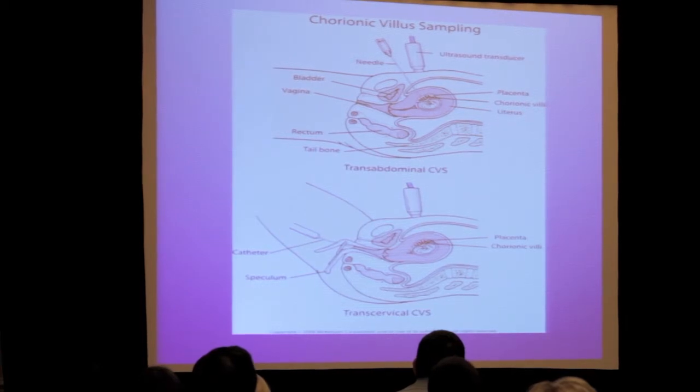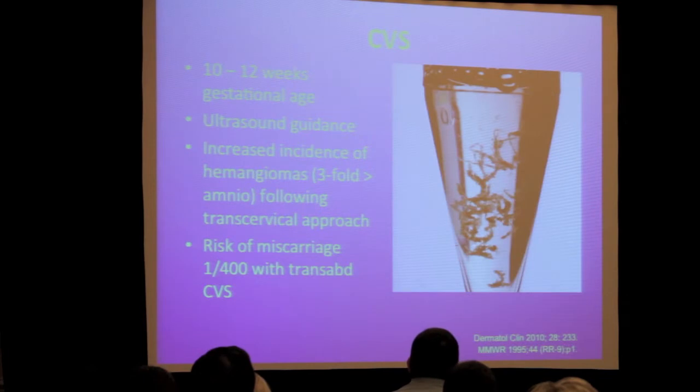Chorionic villus sampling can be done by transabdominal or transcervical approach. And you can see over here, this is the chorionic villi. They're derived from the fetal part of the placenta. The main advantage of this over amniocentesis is that this is done in the first trimester. You do it usually between 10 and 12 weeks, also done under ultrasound guidance.